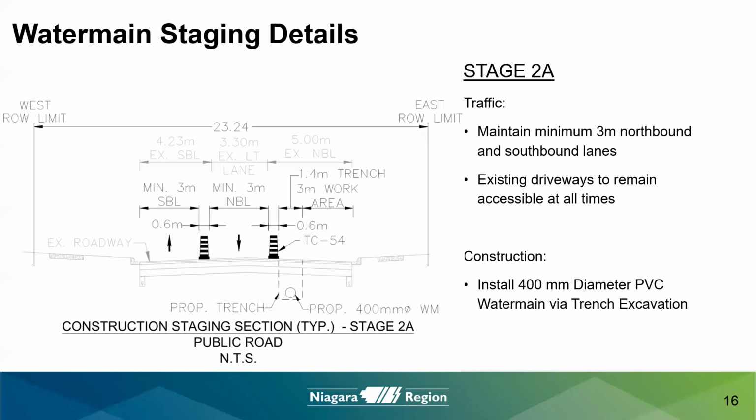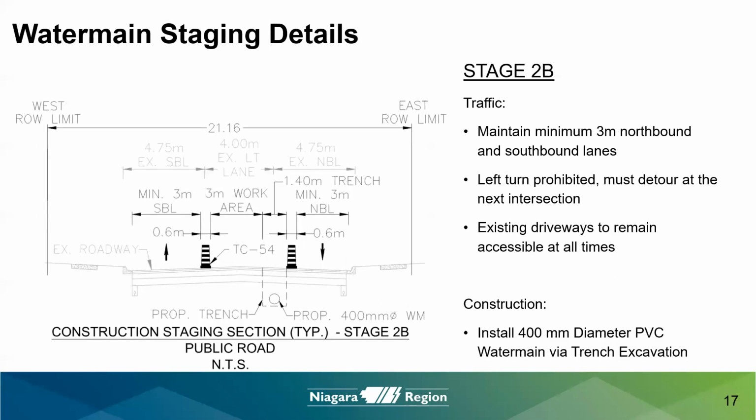Water main staging details. The location of the proposed water main varies throughout the project site. For stage 2A, the King Street to North Lane and from May Street to south entrance of Chestnut Crescent and from Homestead Drive to Green Lane, the water main will be staged so that a minimum of 1 3-meter wide northbound and southbound lane is maintained on the west side of Ontario Street. Driveways will remain accessible during construction.